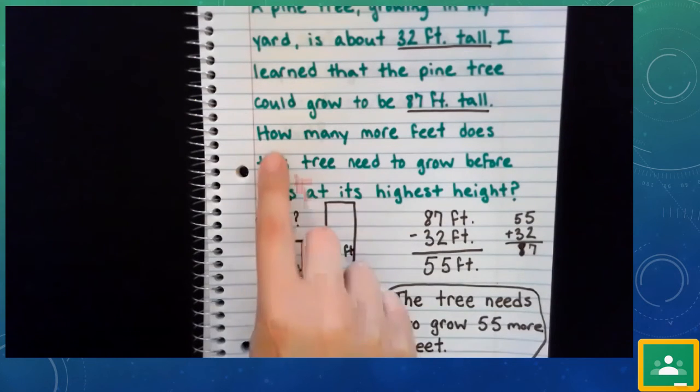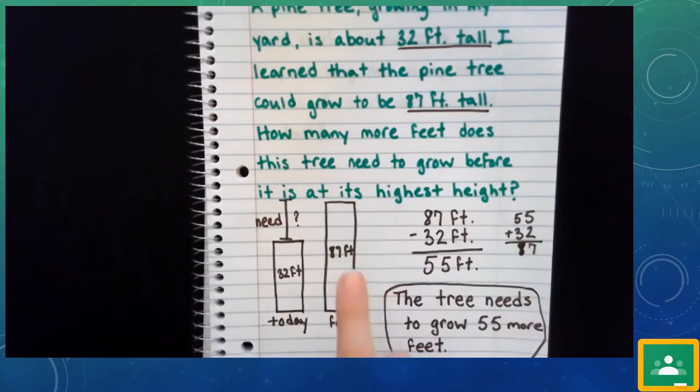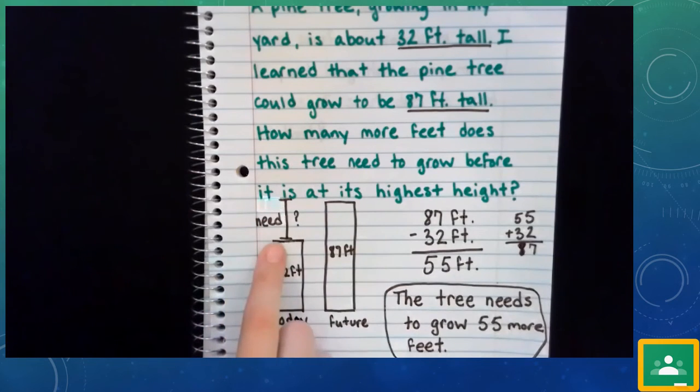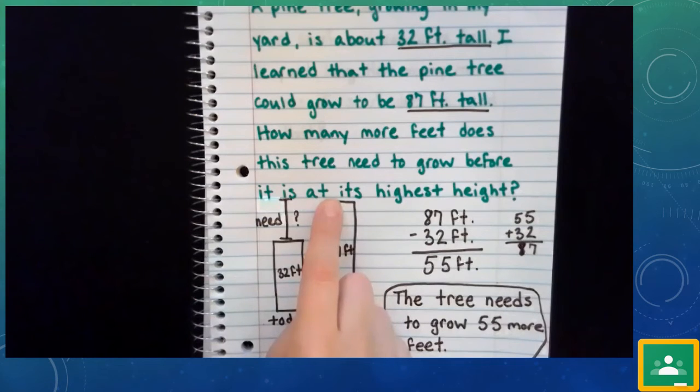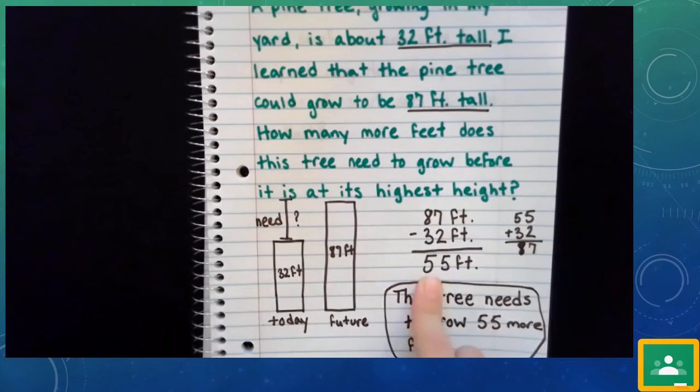So if I want to figure out how many more feet does this tree need to grow before it's at its highest height, remember that this is the future goal, its highest height could be 87 feet. So to figure out how many more, I need to figure out this space right here, from where it is today to where it could be in the future. So to figure out that difference, I subtracted 87 feet minus 32 feet. And this time I did not have to regroup, so I just subtracted my two place values and I got the answer of the difference of 55 feet.